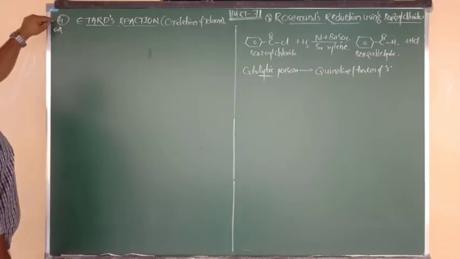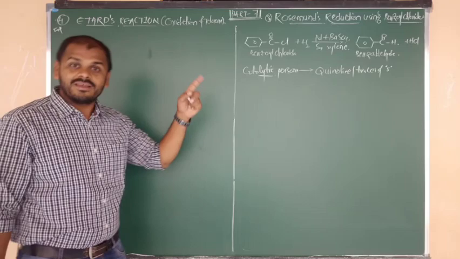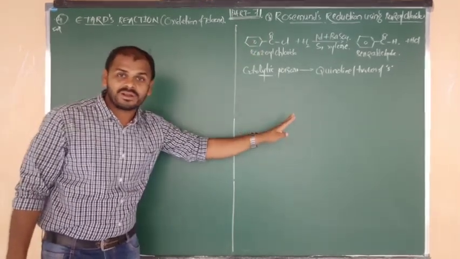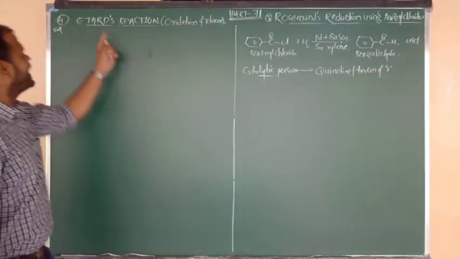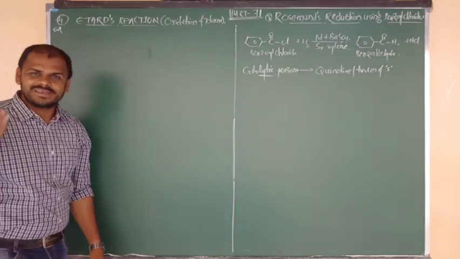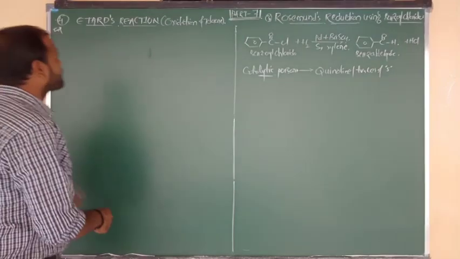Good. Next, method number 4. As compared to the second one, Gattermann-Koch, which is important, and the third one, Rosenmund, which is very important, as compared to these 2, this one is very, very important. That is nothing but the Etard reaction. Sir, what is meant by Etard reaction? Yes, I am going to explain now.